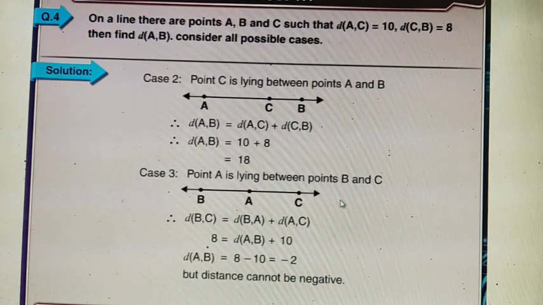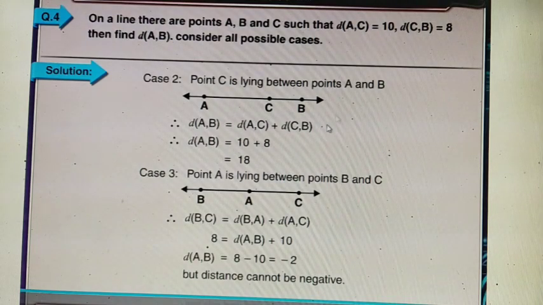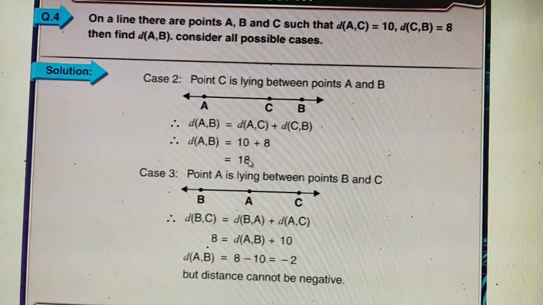Then case 2, point C is lying between point A and B. Therefore, the distance AB will be the distance AC plus the distance CB. Distance AB, which is not given to us, is equal to distance AC, which is given as 10, plus distance CB, which is given as 8, which equals 18.